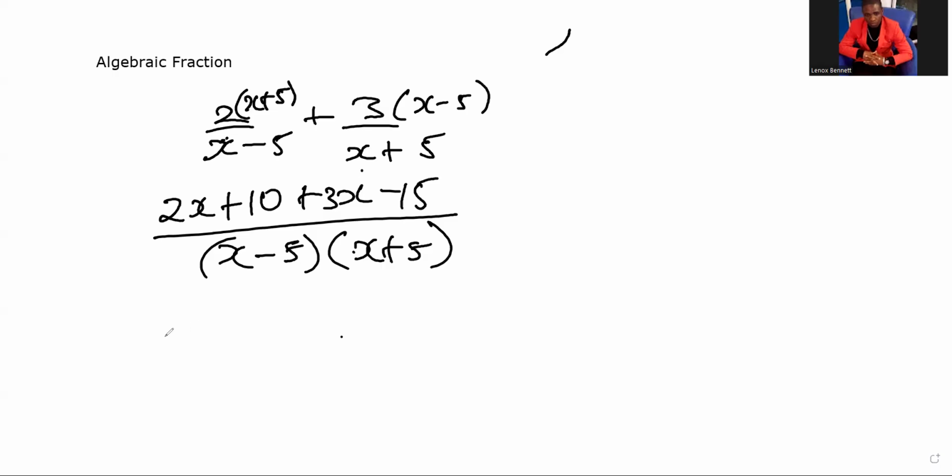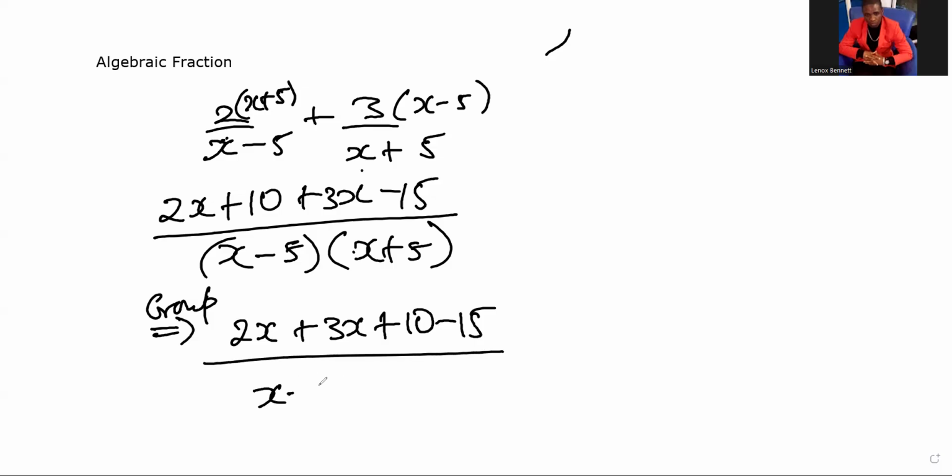Please pay close attention to the sign. Let's group the like terms. So 2x plus 3x plus 10 minus 15. And we keep our denominator.